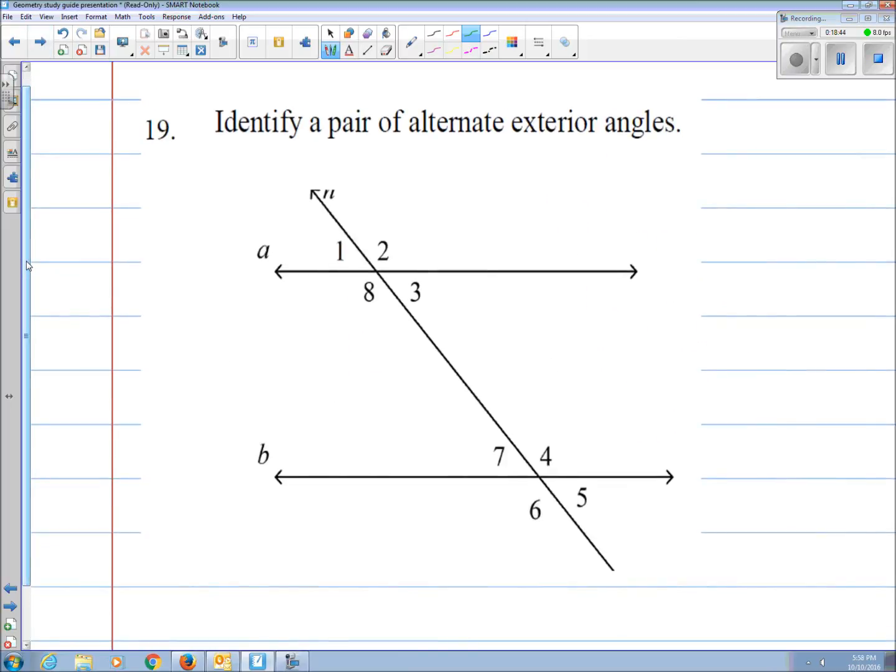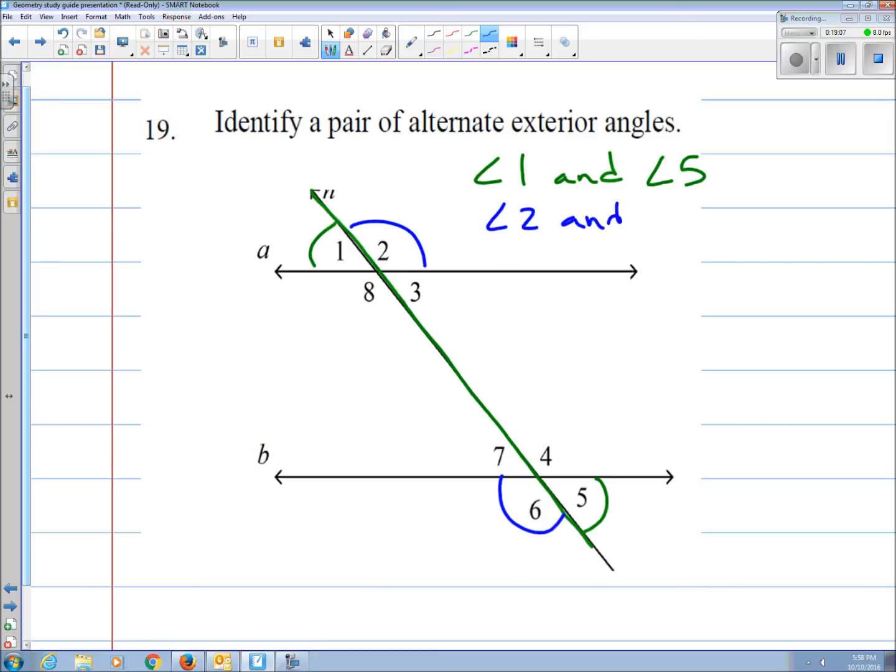Identify a pair of alternate exterior angles. Alternate exterior means they're on different sides of the transversal, but they are on the outside of the parallel lines. So 1 and 5 would be alternate exterior angles. But there's also another one, angle 2 and angle 6 would also be alternate exterior.